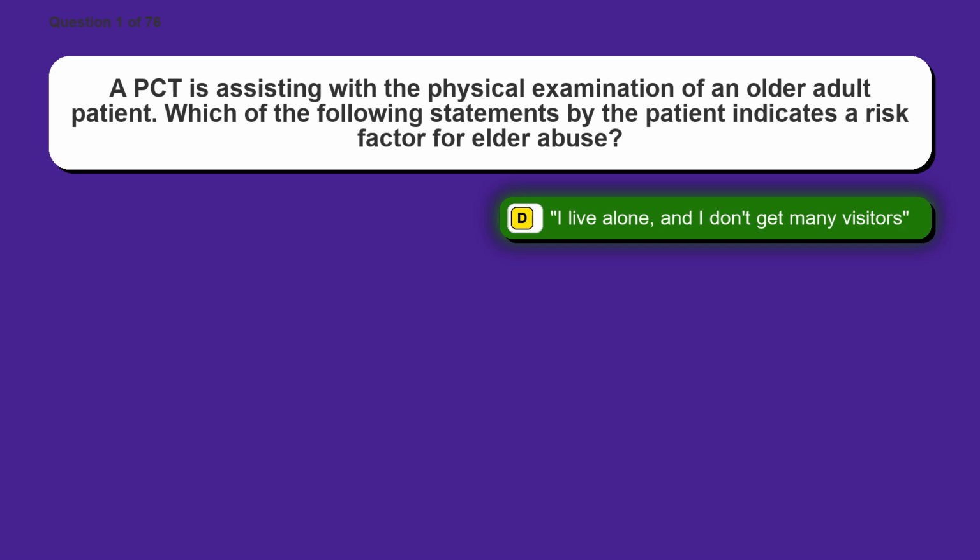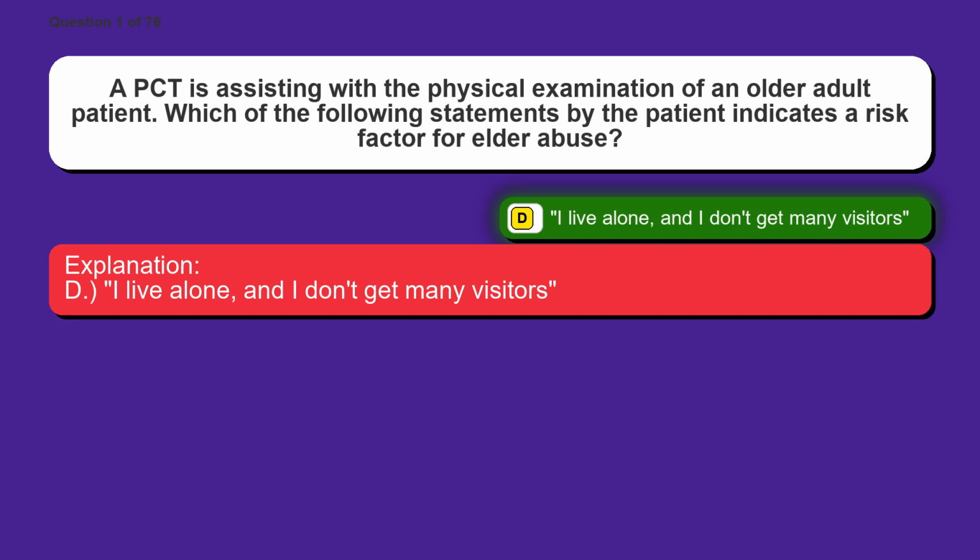The correct answer is option D. I live alone, and I don't get many visitors.